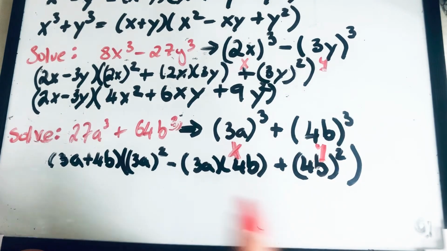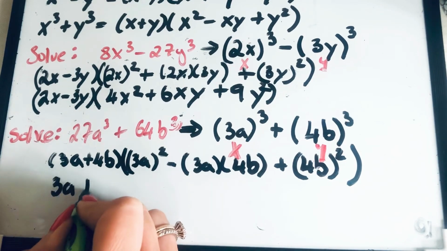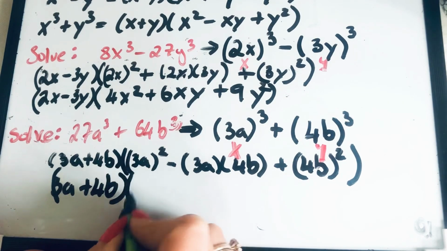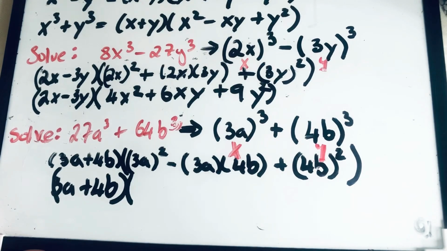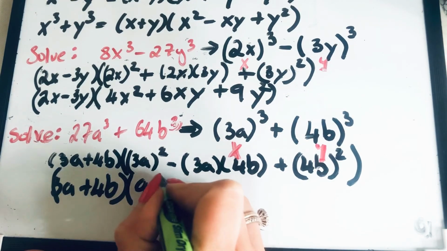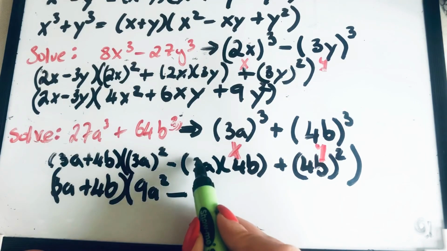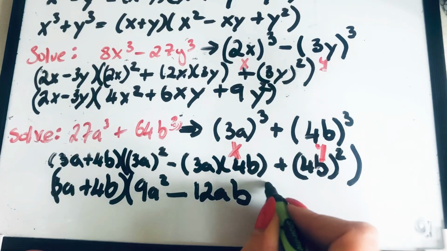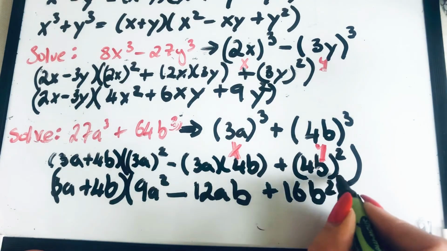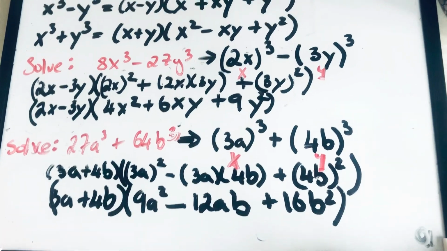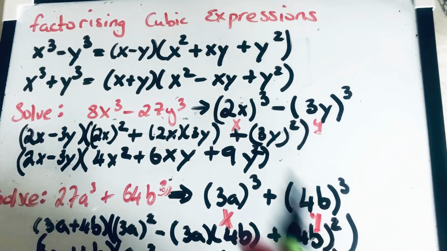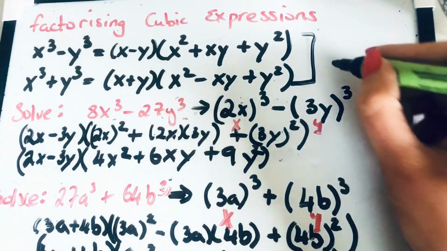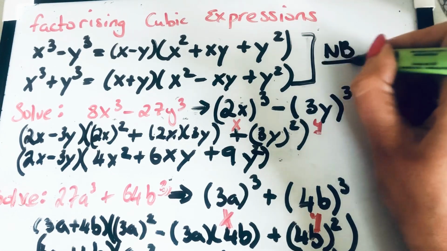Now we're going to simplify it by leaving our 3a alone, plus 4b. And we say what is 3a squared? And that will be 9a squared, minus 3 by 4 is 12, ab, and then 4b squared is 16b squared. Close the bracket. So this is our video here on expanding cubic expressions of these formats. Please remember again that you have to know these, so NB here, they're not in the log tables.